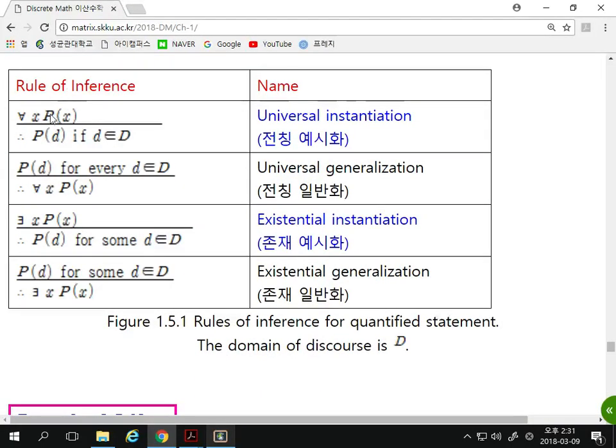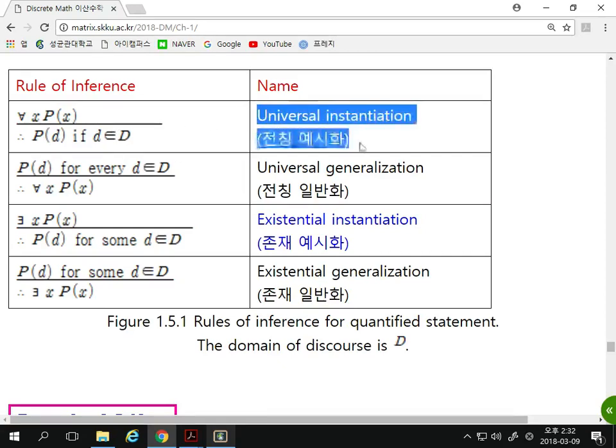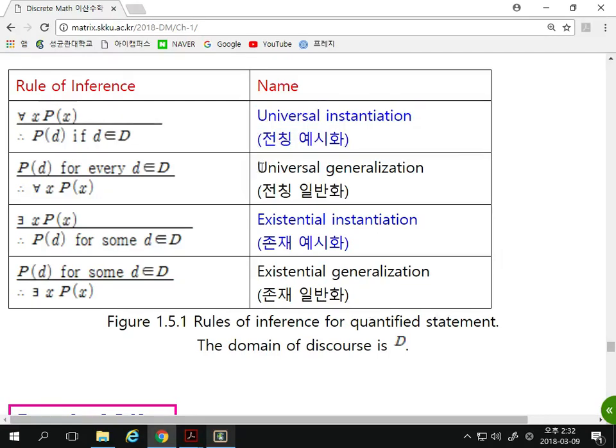Here is the rule of inference. For all x, P of x, therefore P of d is true if d is in D. If P of d for every d in D is true, then for all x, P of x. The first part is called 전칭 예시화, universal instantiation, and this second part is called universal generalization.